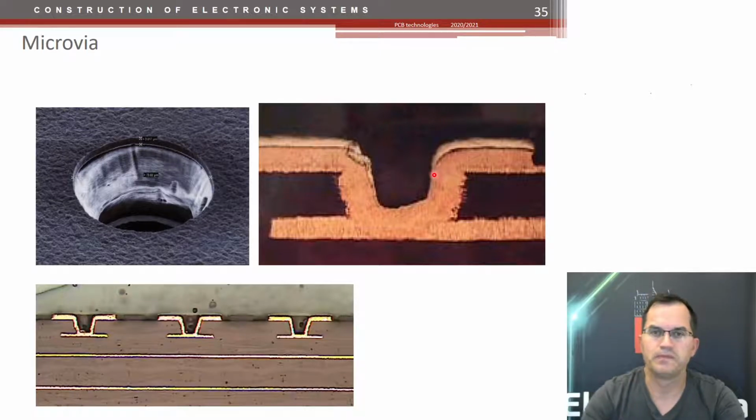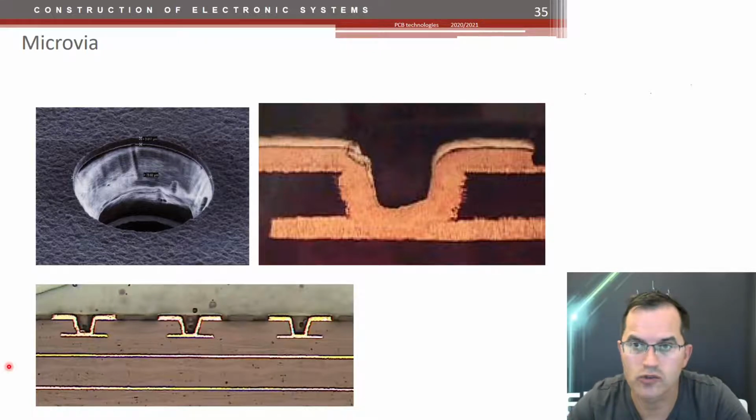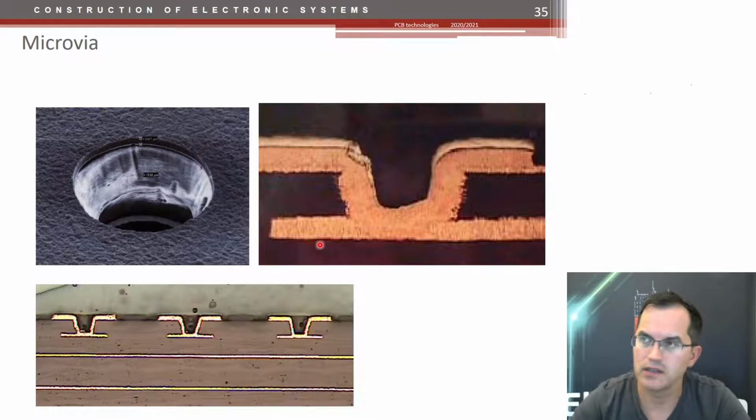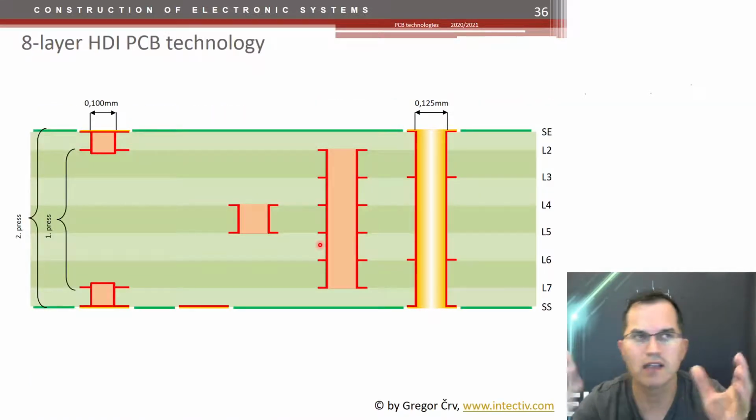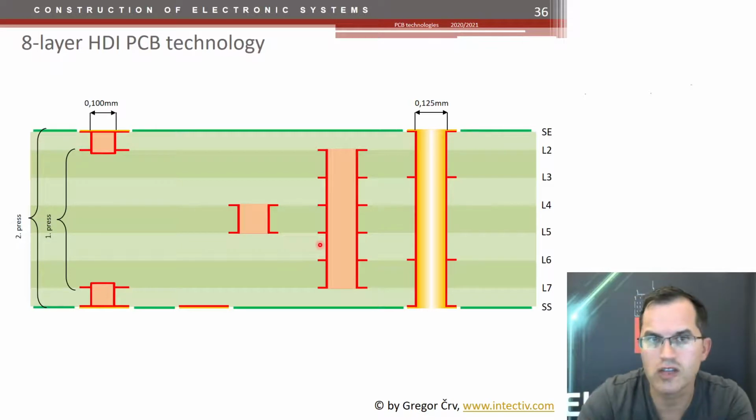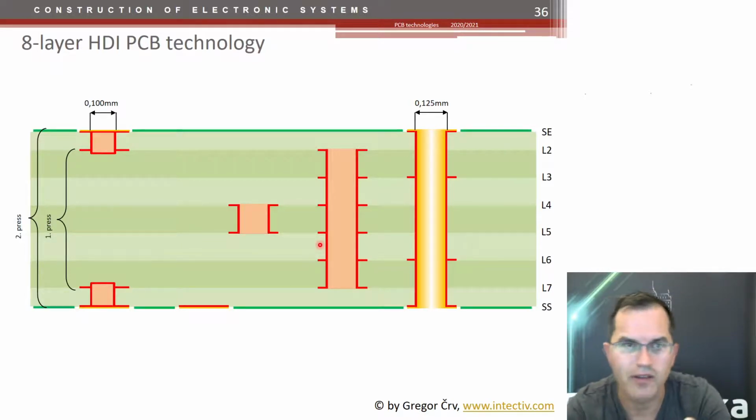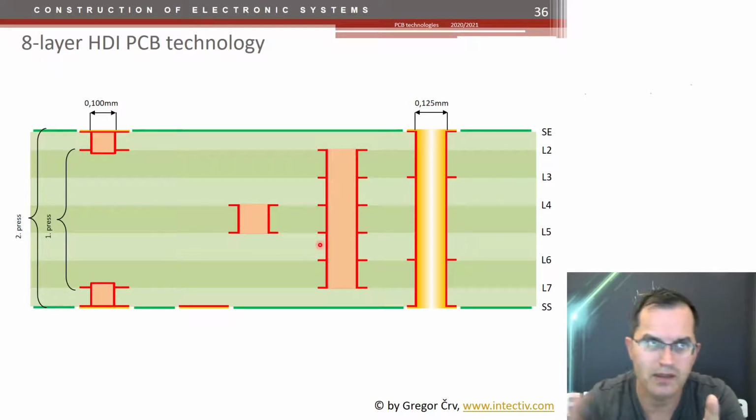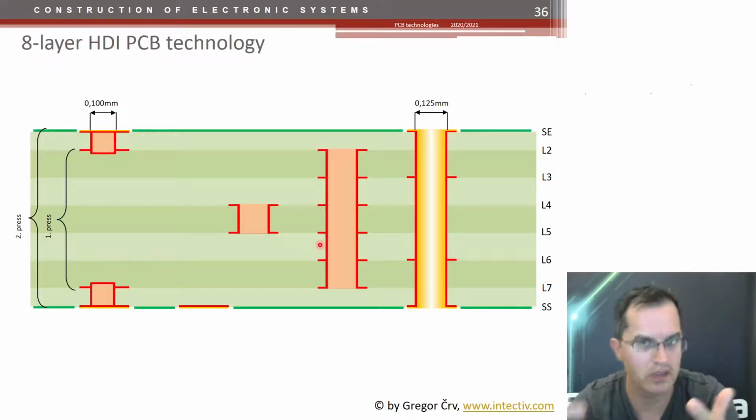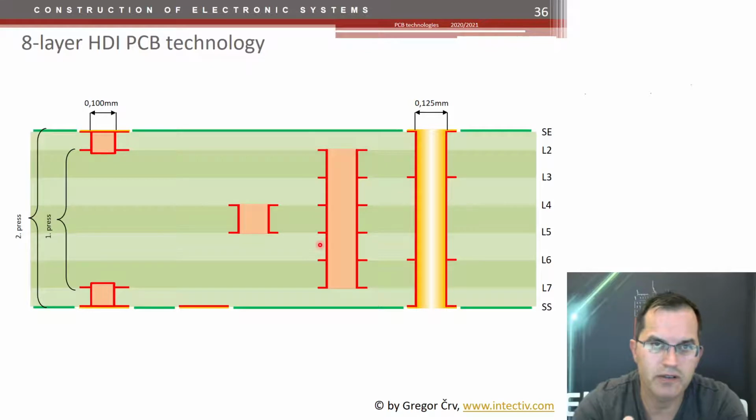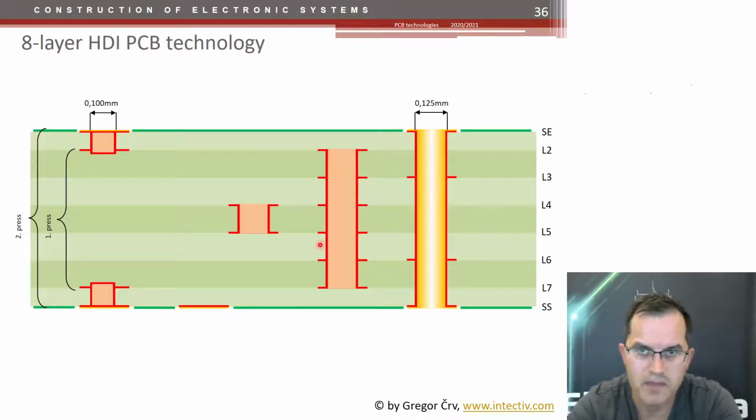Final, let's go further. The final technology I would like to show is so-called high-density interconnect technology. Well, it's more or less a demonstration of all this technology I've shown you, with some extra things to be, I would say, pointed out. So an 8-layer high-density interconnect PCB technology is shown here. So this is an 8-layer PCB.